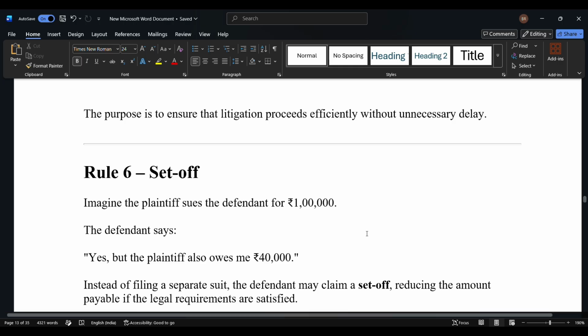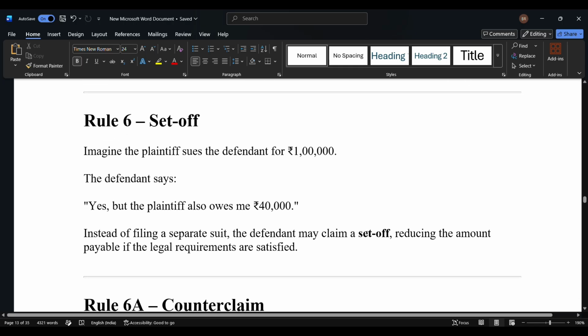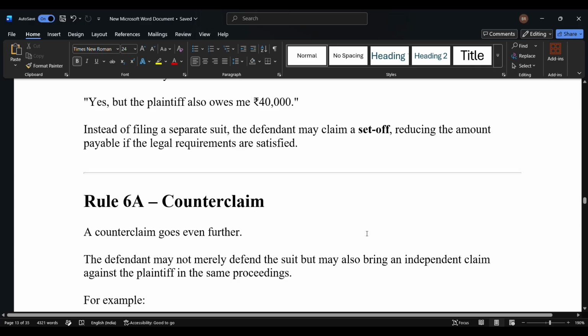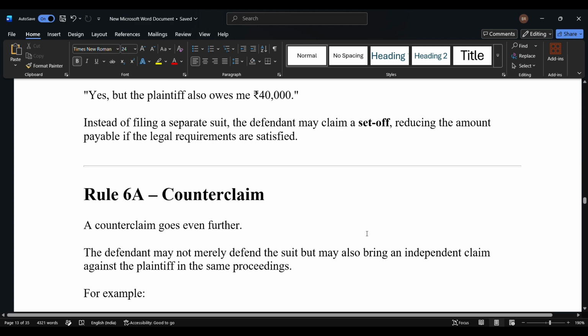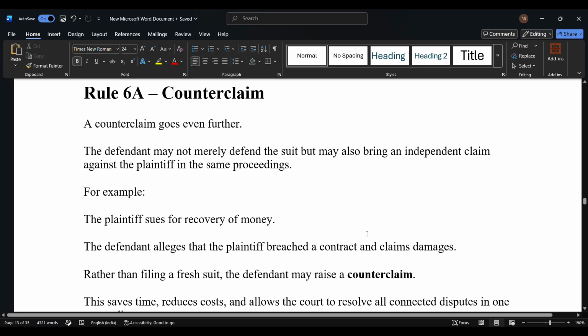Rule 6. Set-off. Imagine the plaintiff sues the defendant for 1,000,000 rupees. The defendant says, "Yes, but the plaintiff also owes me 40,000 Indian rupees." Instead of filing a separate suit, the defendant may claim a set-off, reducing the amount payable if the legal requirements are satisfied. Rule 6A. Counterclaim. A counterclaim goes even further.